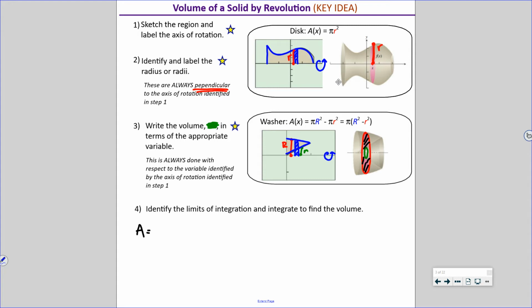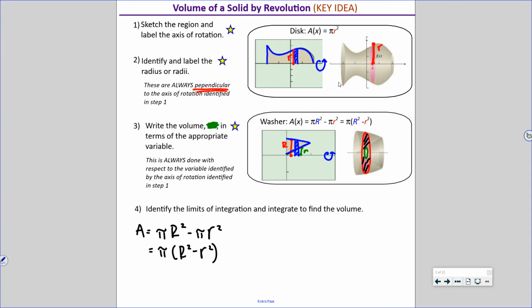So to find the area of just one of these washers, I take the area of the big circle, which is pi big radius squared minus pi. Now I'm going to subtract out that little green region, little radius squared. So what we do is we factor out that pi, so you can see that right here. Okay, that would be if I was just to find the area of like that slice I took, that washer.